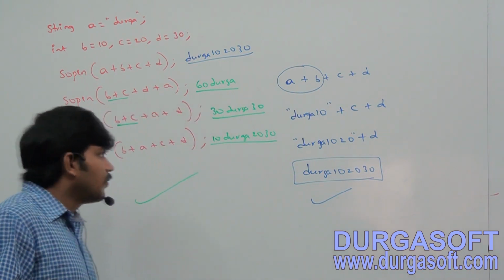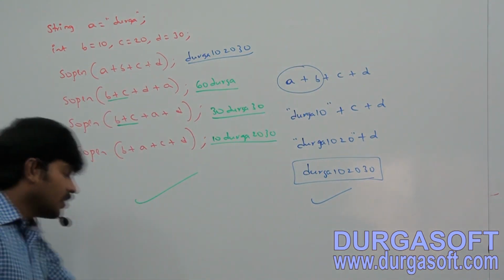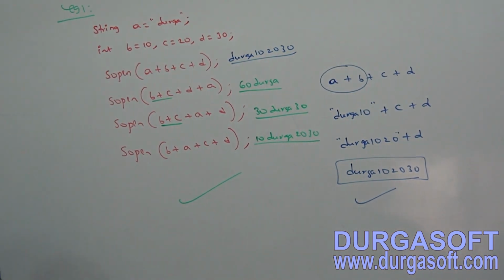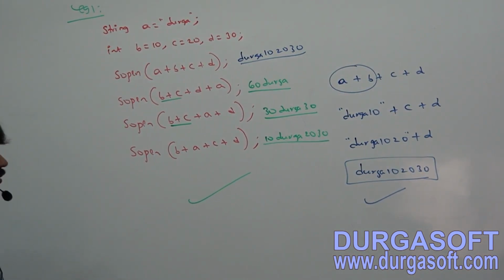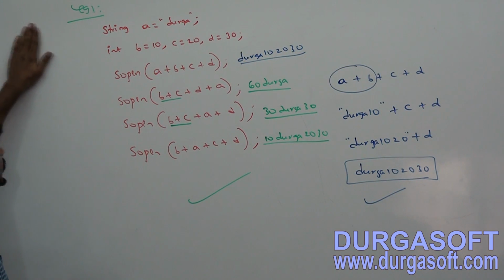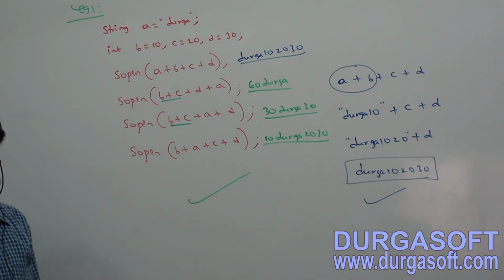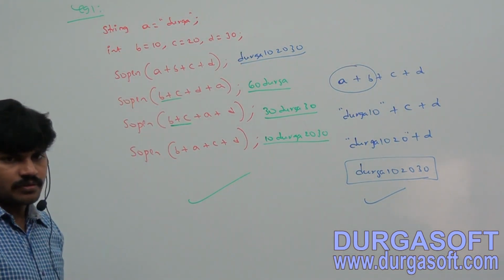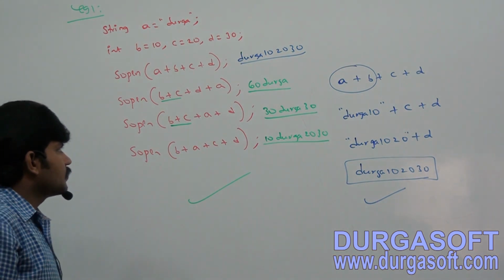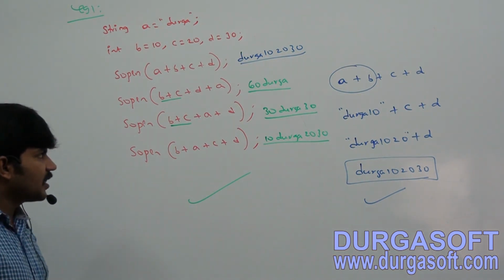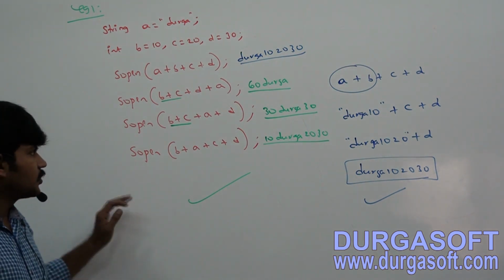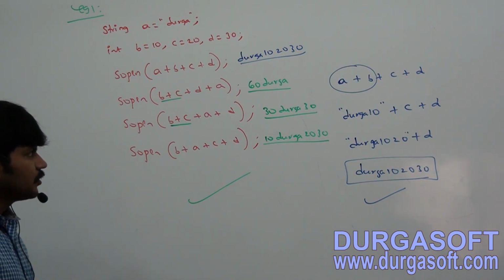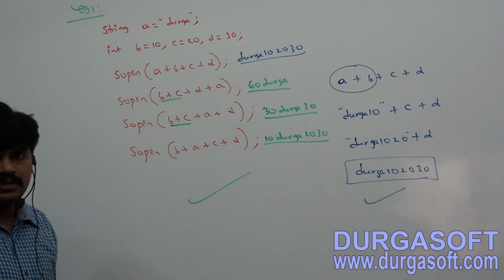Okay, now it is clear. Now take this example 1. There is a maximum chance of it being asked in SCJP. String A equals Durga, int B equals 10, C equals 20, D equals 30. Next, SOP of A plus B plus C plus D gives Durga 10, 20, 30. SOP of B plus C plus D plus A gives 60 Durga. SOP of B plus C plus A plus D gives 30 Durga 30.